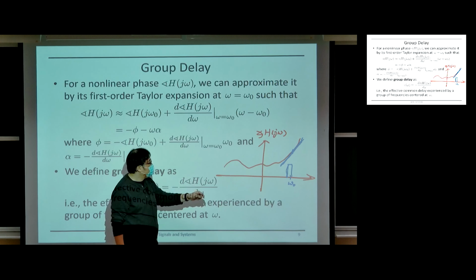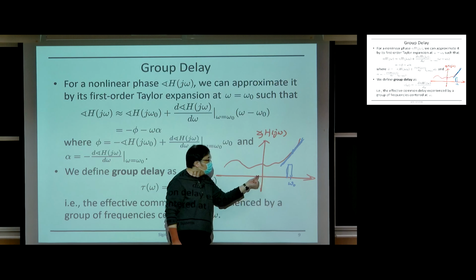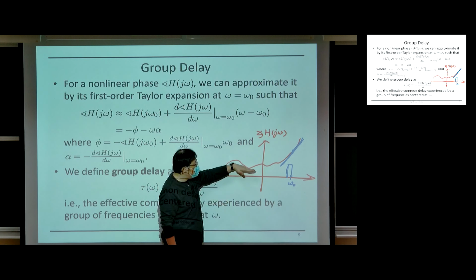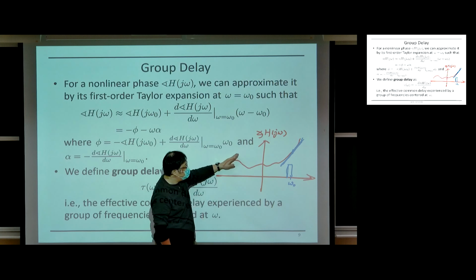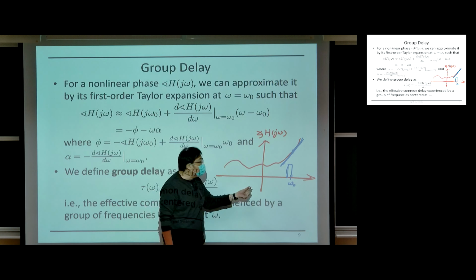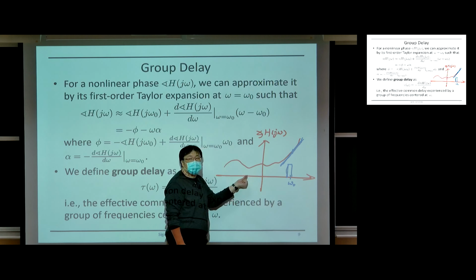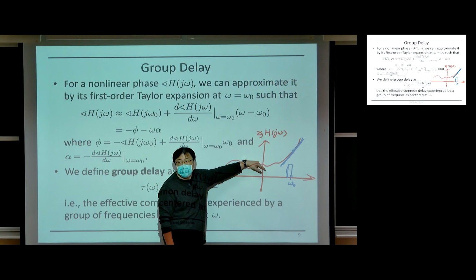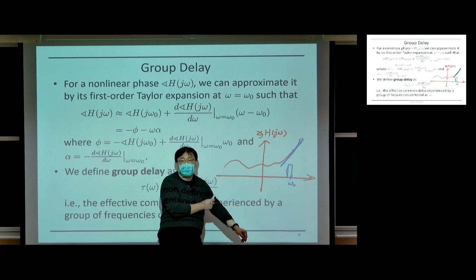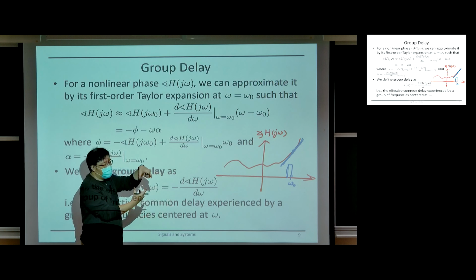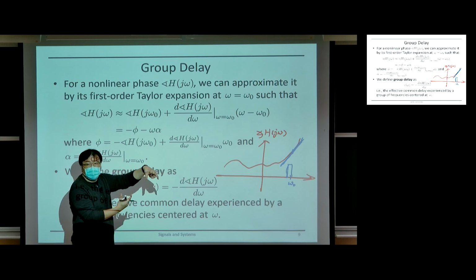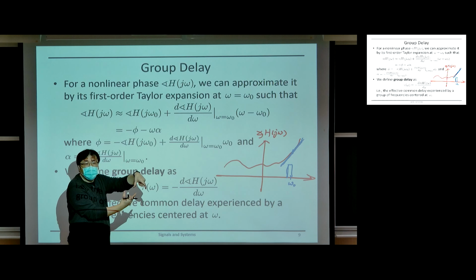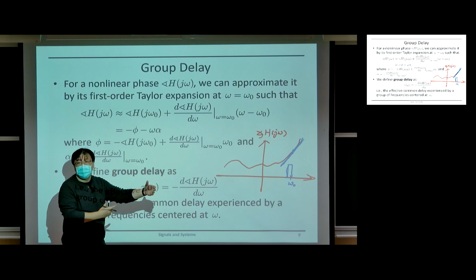If you're looking at different frequencies, you will see that the slopes are different. So this means that different frequencies will experience a different delay. When different frequency components experience a different delay, then like I mentioned before, when you add them back together, they no longer align the same way as before, and you will see distortions to the signal.